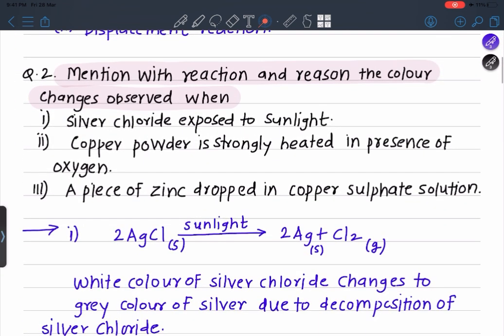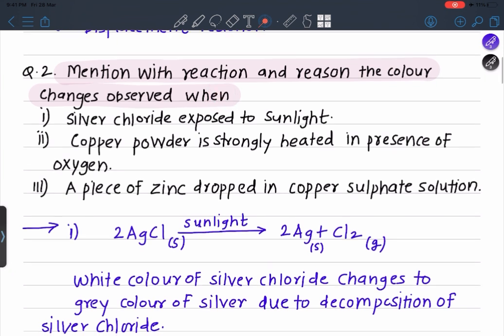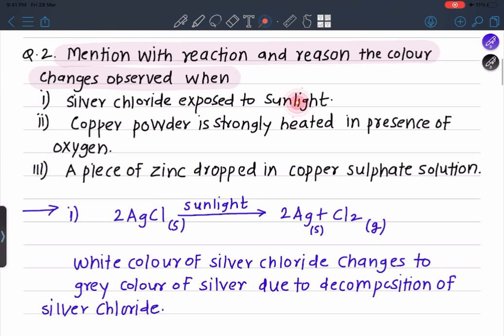Second, mention with a reaction and reason the color changes observed when silver chloride is exposed to sunlight. So this is silver chloride exposed to the sunlight. It will form silver and chlorine gas. So the white color changes to a gray color of silver due to the decomposition of silver chloride.